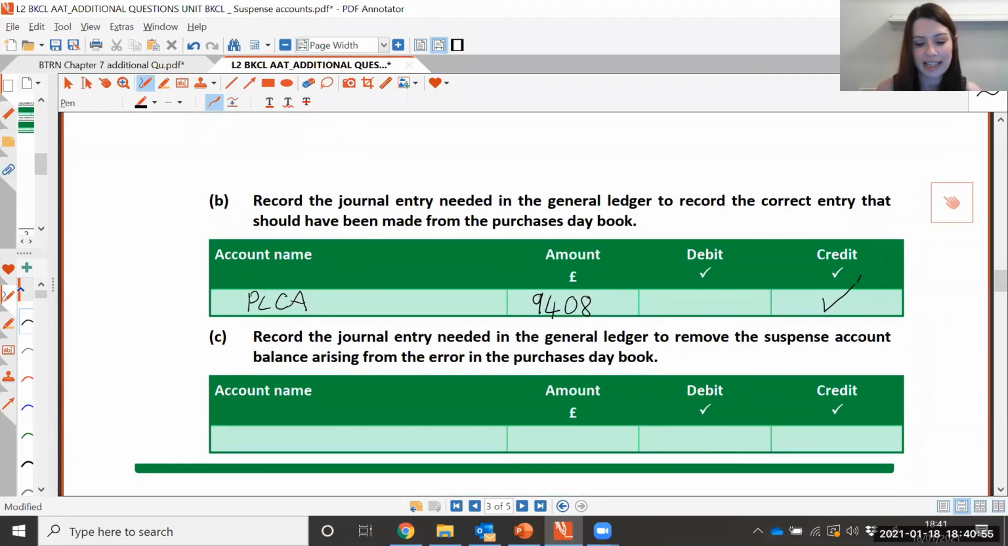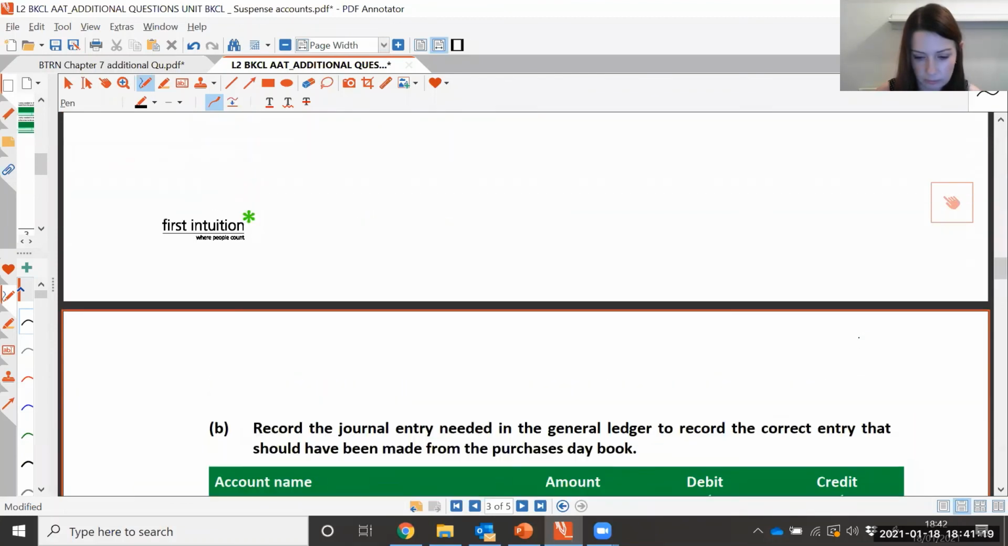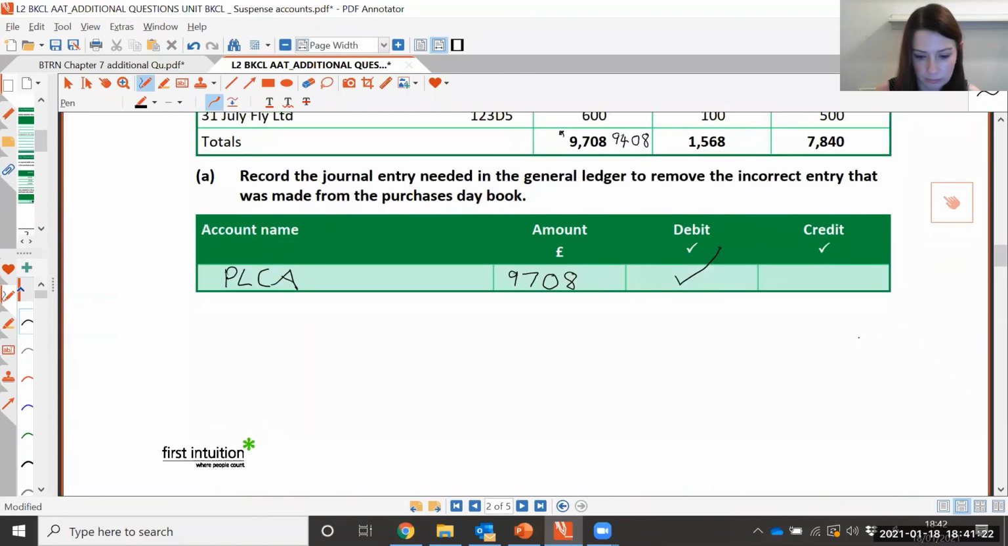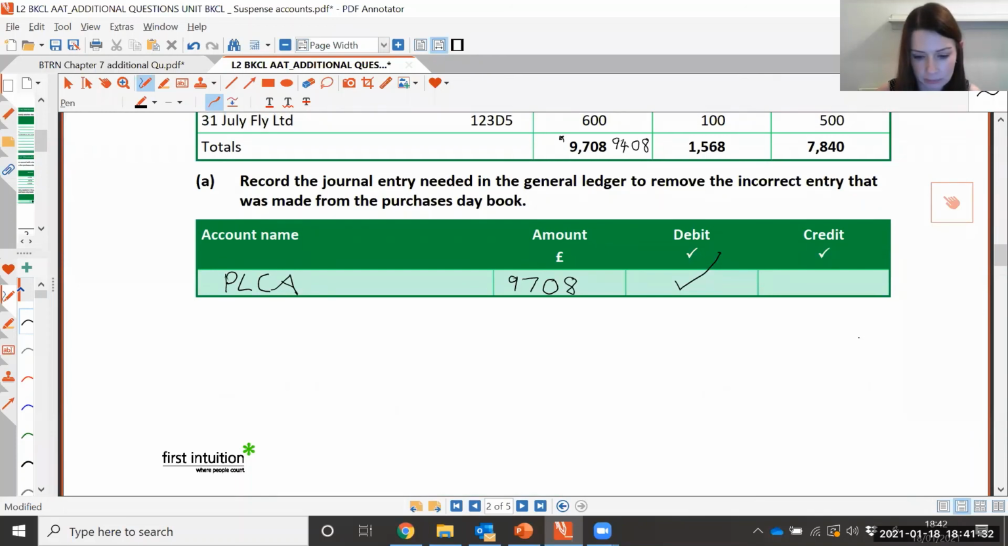Record the journal entry needed in the general ledger to remove the suspense account. So what will we do now to remove that £300 from the suspense account? So remember, the £300 is a difference between the two accounts. How do we remove the suspense account?